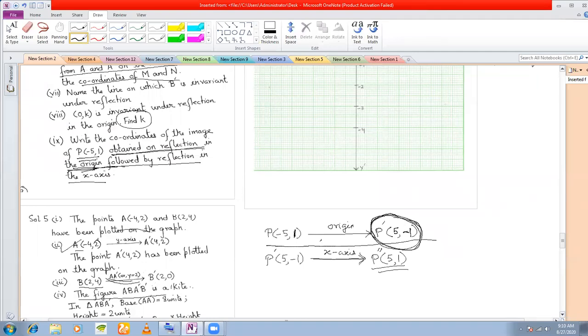Now the next part is followed by reflection in the x-axis. Followed by reflection in the x-axis means after you reflect this point in the origin to get this image, the same point P dashed is now reflected in the x-axis. Once it is reflected in the x-axis, only the y coordinate changes its sign, the x coordinate remains the same, and therefore we have got P double dashed as the final coordinate. So your key here was "followed by". Followed by means whatever you are getting after reflection in the origin, you are reflecting that particular point again in the x-axis.